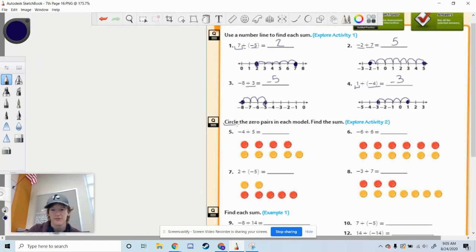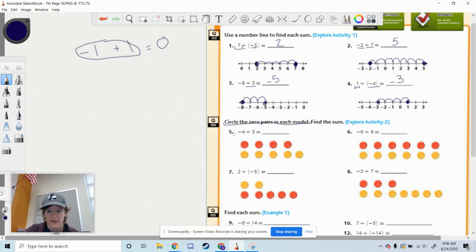For the next section, we're going to circle the 0 pairs in each model. The 0 pair is a red circle and a yellow circle, which represents negative 1 and positive 1. This here, if we combined these, equals 0. So we're going to use these counters. We're going to circle anything that could equal 0.